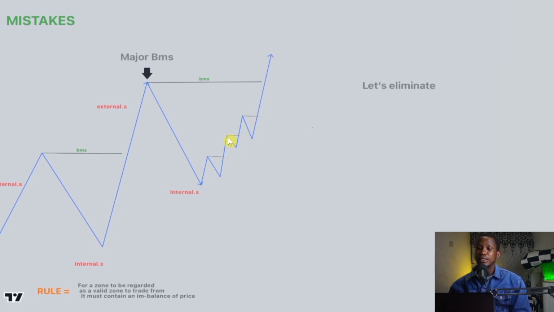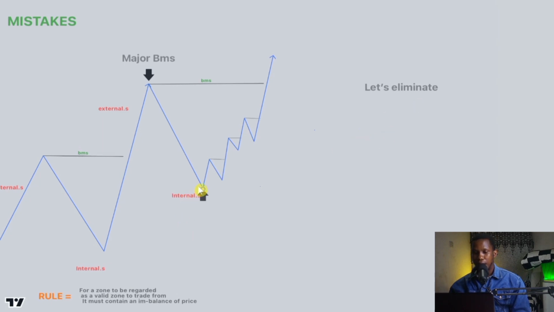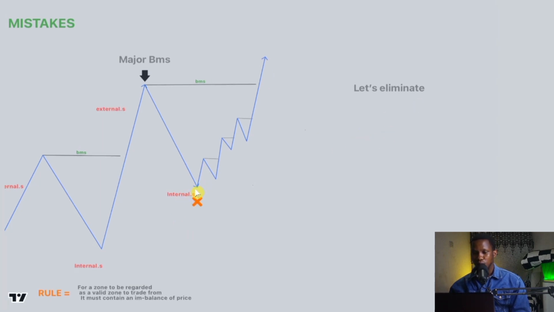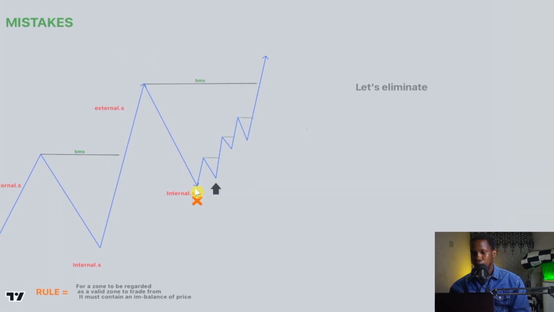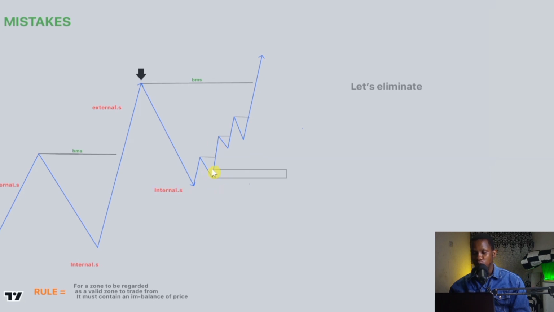So in this scenario, let's eliminate using the same process. Is this one balanced or unbalanced? It is balanced. A bad idea to trade from. Is this one balanced or unbalanced? This one is unbalanced, because it didn't tap here before moving to the upside, which is a good idea to trade from. Good. What we'll do is map out this one.